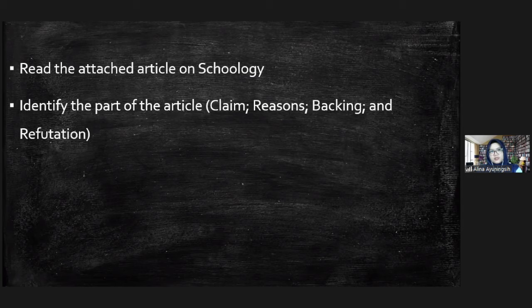Yang tadi reason yang urgency-nya si writer. And then find which one is the backing. And then think about what kind of backing the author used, whether it is invoking authority, asserting fact, shared beliefs, shared values, or causal relationship. So you can just identify or analyze it, and then find which one is the refutation, like the one I showed you previously in the example of the argumentative essay.